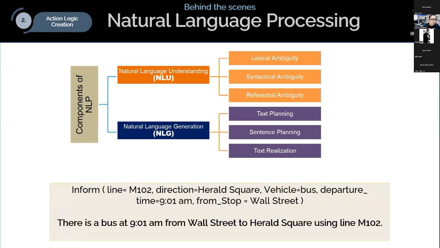When you talk about natural language generation, it's more about the algorithm taking in inputs and keywords, right? What you want to do with a particular thing, right? This is more like taking a bus from Herald Square to Wall Street at 9 a.m. So you give the inputs to the algorithm, and the algorithm generates NLG for you. Here in this example, it has generated a proper sentence that there is a bus at 9 a.m. from Wall Street to Herald using line M102.